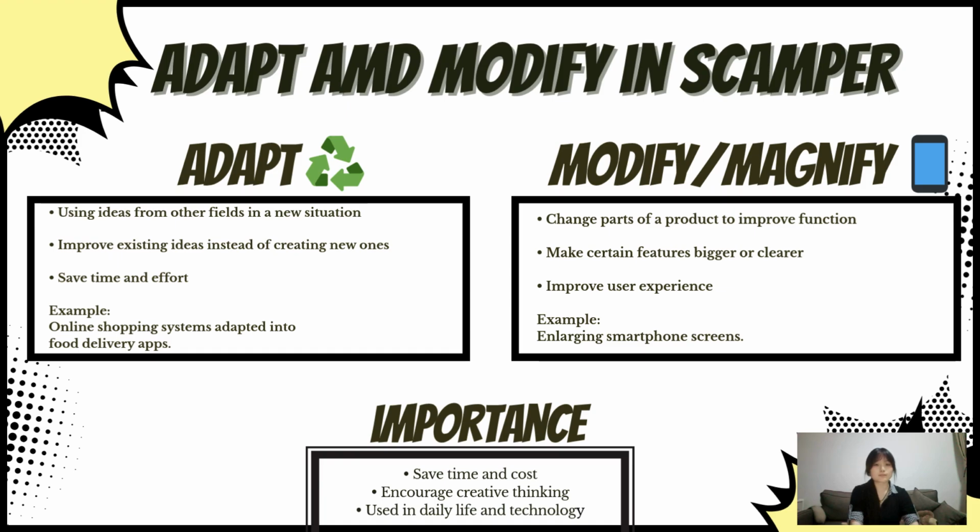The importance. Finally, adapt and modify are important because they help save time and reduce costs instead of creating new products from the beginning. People can improve existing ones, which is usually faster and more efficient. This technique also encourages creative thinking because it allows people to explore different ways to improve ideas. It helps people think more flexibly and look at problems from different perspectives.